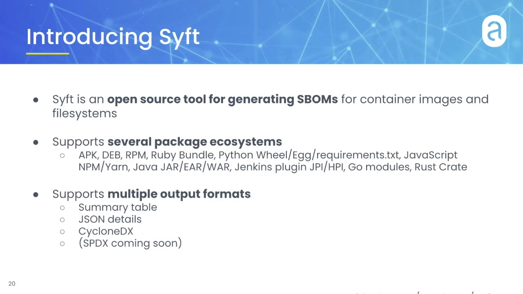So we want to talk a little bit about Sift. We have an open source tool called Sift. It's used for generating SBOMs for both container images as well as file systems. It supports several packaging ecosystems and several different Linux distros, as well as multiple output formats. So we have summary table, JSON details, CycloneDX, and SPDX is coming soon. We have a branch for it.